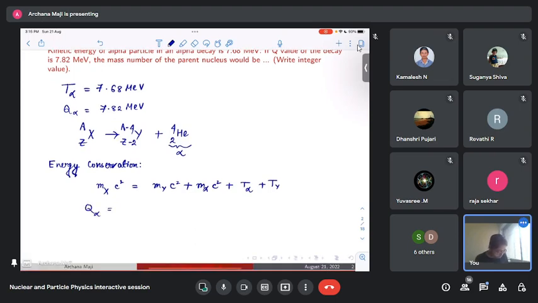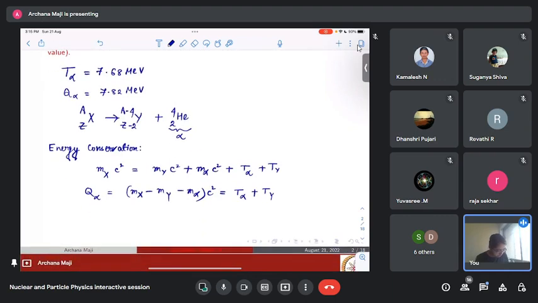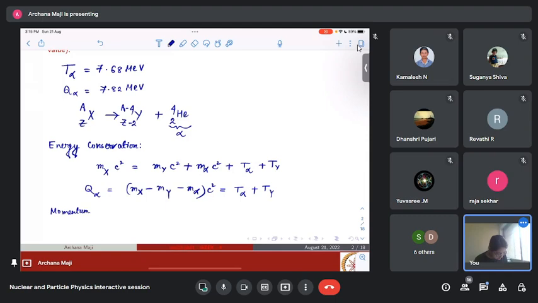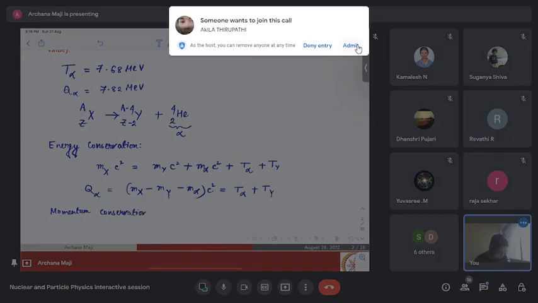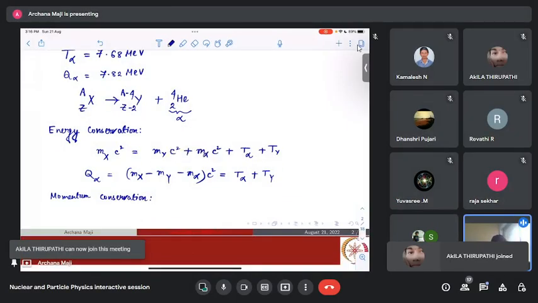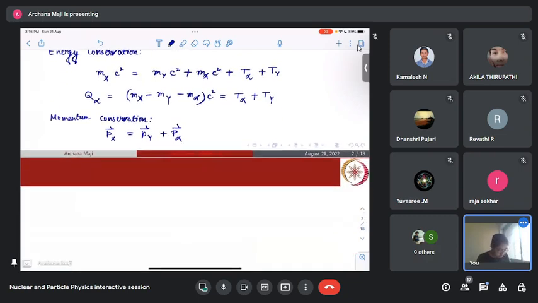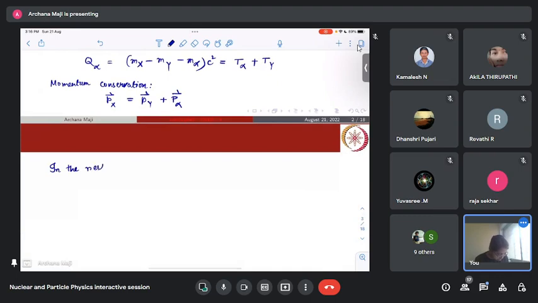And the Q value of the reaction is basically m_X minus m_Y minus m alpha, times c square, and that is equal to kinetic energy of alpha plus kinetic energy of Y. And from momentum conservation, we know that the momentum of X is equal to the momentum of the alpha and the daughter nucleus, and in the rest frame of X, P_X is equal to 0, so P_Y plus P alpha equals 0, or the momentum of Y is minus the momentum of alpha.